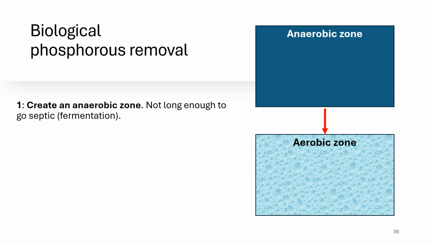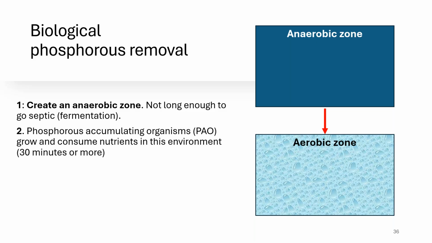Now we're going to talk a little bit about biological phosphorus removal. It's kind of a two-step process here. We first of all create an anaerobic zone. Anaerobic means there's no oxygen and there's no nitrate. There's no form of oxygen whatsoever. And we hold it in that anaerobic zone to the point where it doesn't go septic, but it's called fermentation. It's kind of between septic and aerated. These special organisms are called phosphorus accumulating organisms.